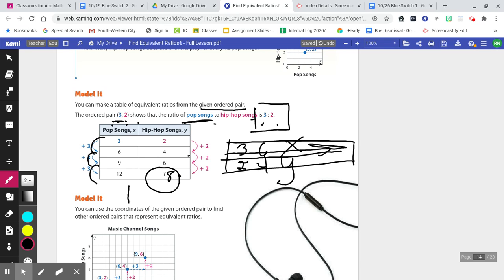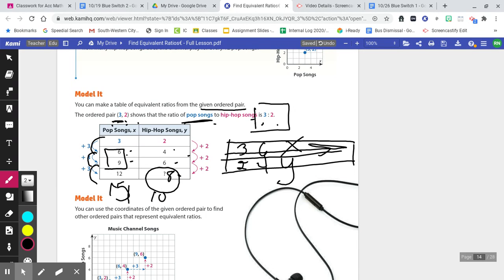Now, I want you to think about something, though. We talked a little bit yesterday about how I could use these numbers and add or multiply or divide and still find my relationship. So let's say I wanted to know how many hip-hop songs would be played for 15 pop songs. Well, I know with 6, there's 4, and with 9, there's 6. So if I had 15 pop songs, I would have 10 hip-hop songs.